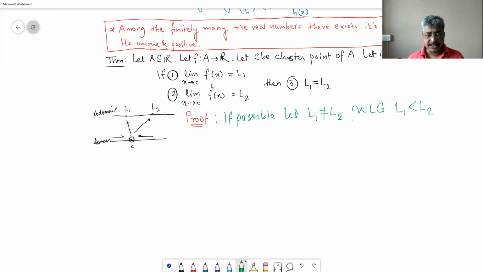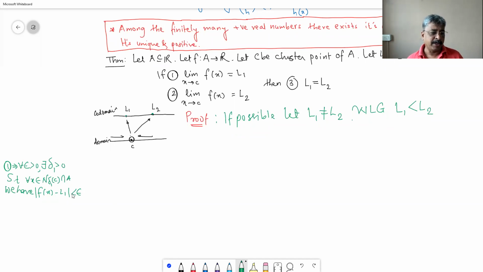What does statement number 1 mean? Let me write it down here. Statement number 1 implies that for every epsilon greater than 0, there exists, let me call it delta 1 greater than 0, such that for every x belonging to the deleted delta 1 neighborhood of c intersection A, we have |f(x) - L1| < epsilon. So this is the meaning of statement number 1.